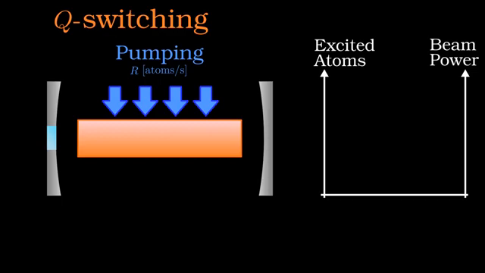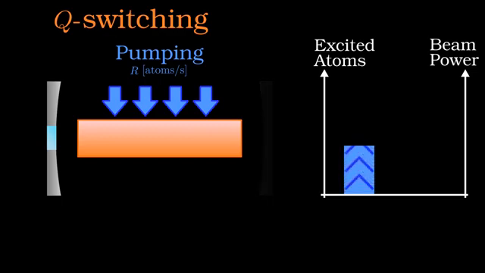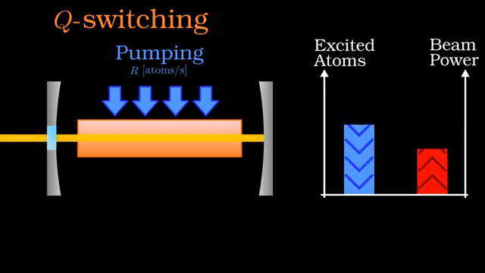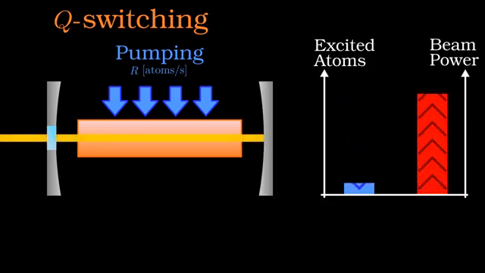Instead, there are electronic methods such as applying a voltage to make crystals transparent and so on. The technique is called Q switching because the quality factor of the mirror, how well it reflects light, has to be quickly switched from low to high.